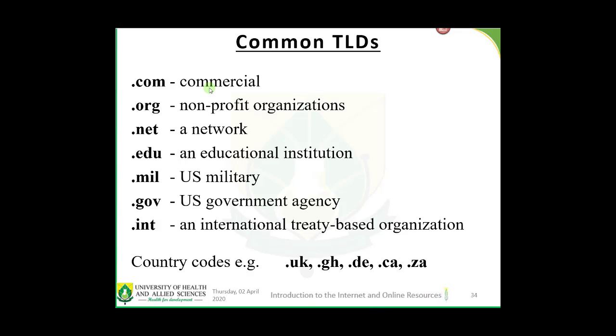.org is for non-profit organizations like NGOs. They are not for profit. They also provide very useful information. .net, network, very interesting. For example, a professional network like Ghana Library Association, American Library Association. These are networks of professionals and very useful. You can get top tier information or authentic information from such networks.